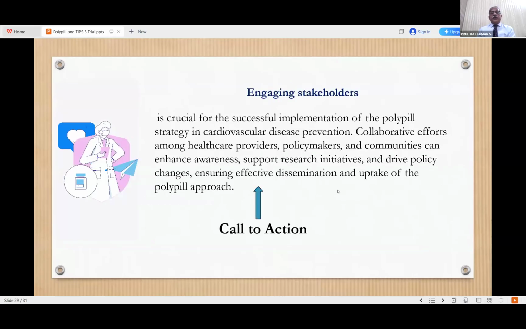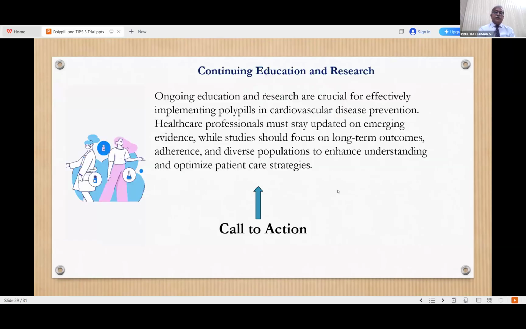So we need to engage stakeholders. That is crucial for successful implementation of the polypill strategy in cardiovascular disease prevention. Collaborative efforts among healthcare providers, policymakers, and communities can enhance awareness, support such research initiatives, and drive policy changes, ensuring effective dissemination and uptake of the polypill approach.